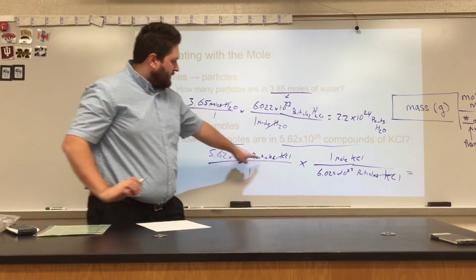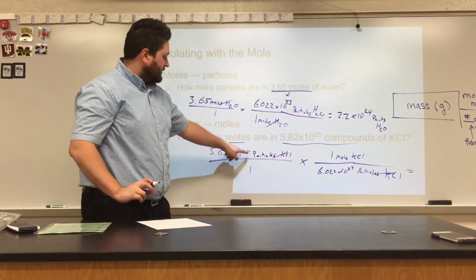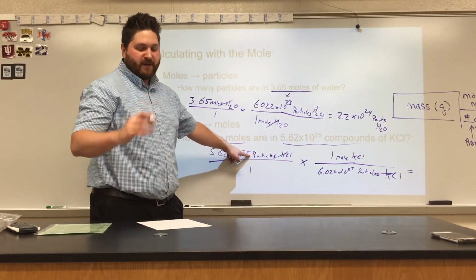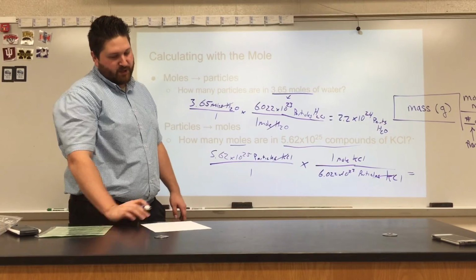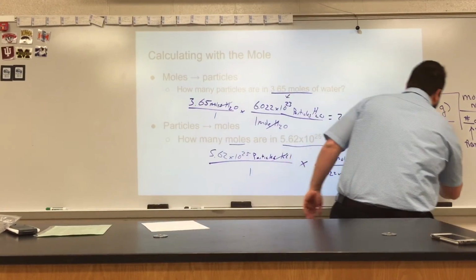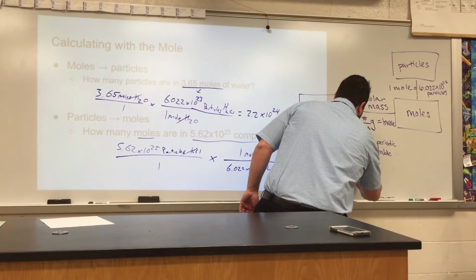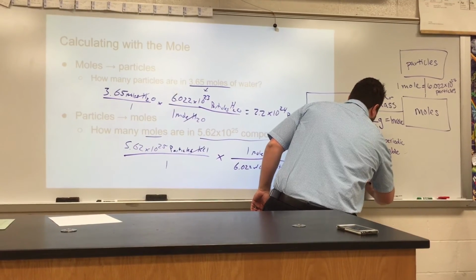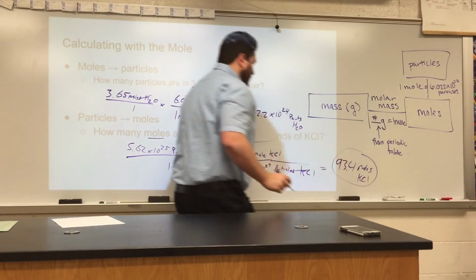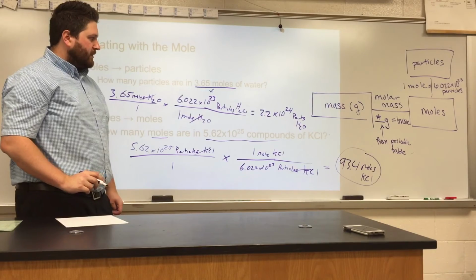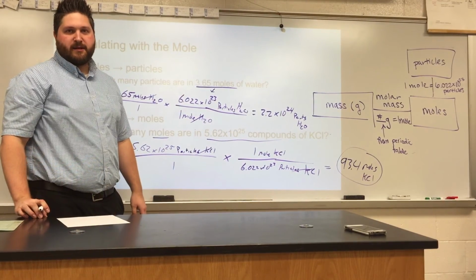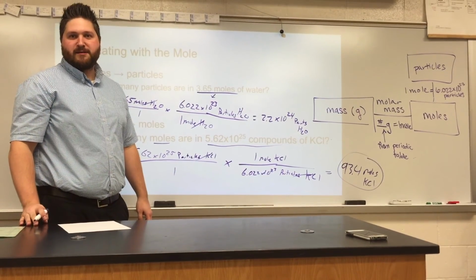So again, be careful with the scientific notation. Now it's in two places. This is where you can really mess things up since you're dividing the numbers. When you do it, you get a final result of 93.4 moles of KCl. And you're done. Make sure that you get the right answers and continue your practice. Good luck.